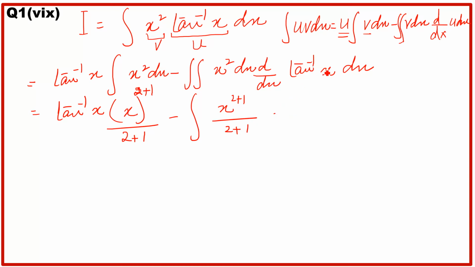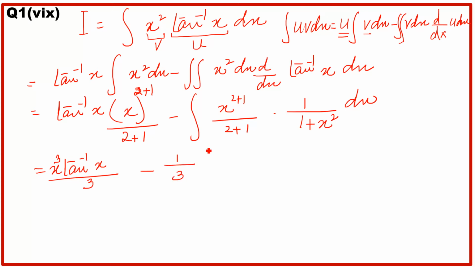Now the derivative of tan inverse. See, I told you why we take the inverse function as the first function. When we take the derivative, we know the derivative of tan inverse x is 1 divided by 1 plus x square. It converts to an algebraic function. Now in the next step, we will write tan inverse x into x cube divided by 3 minus 1 over 3, which we take as a constant, integral of x cube divided by 1 plus x square dx. Now we have to do the integration of this part.